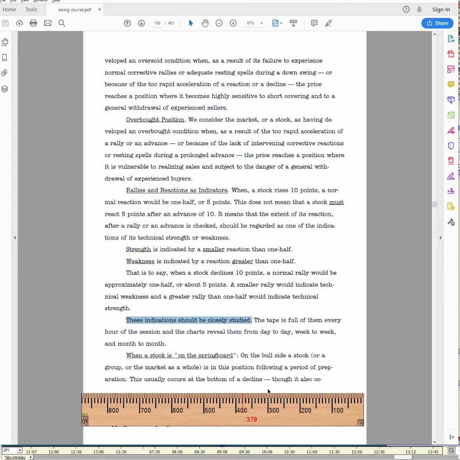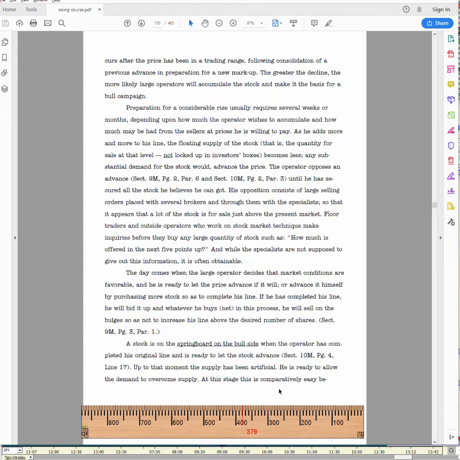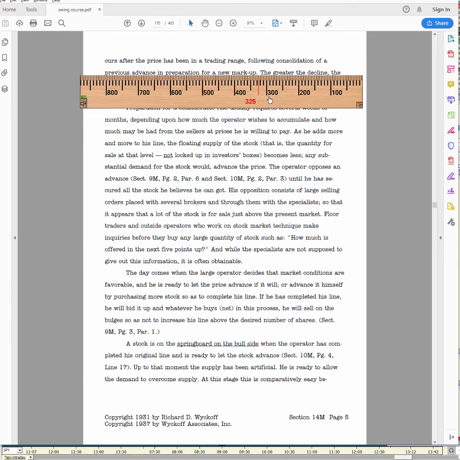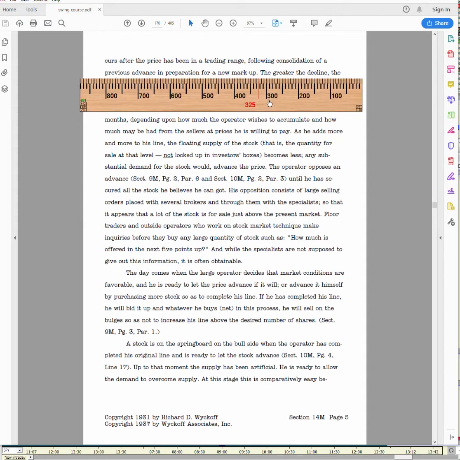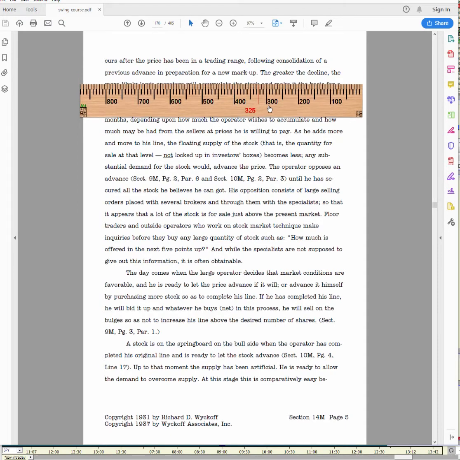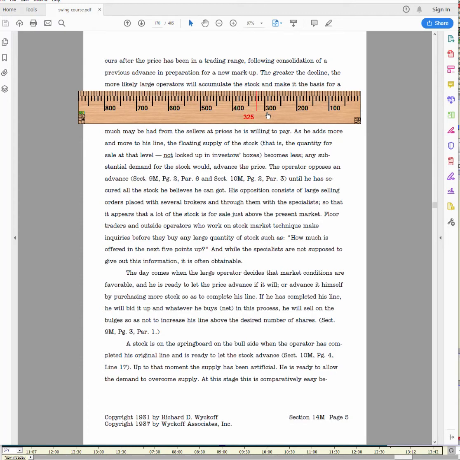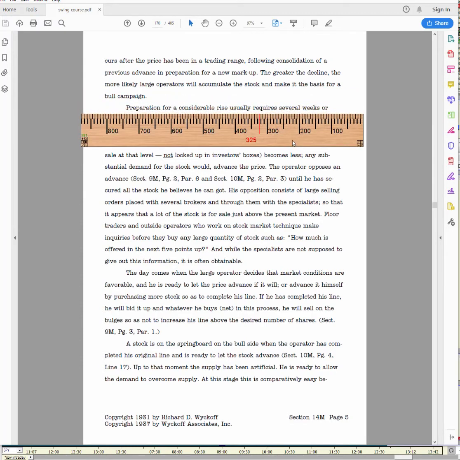or at the top of an advance, though it also occurs after price has been in a trading range following consolidation of a previous advance, basically a pullback in preparation for new markup. Alright, so it can occur in different areas. The greater the decline, the more likely large operators will accumulate the stock and make it the basis for a bull campaign. Why? They're buying low.